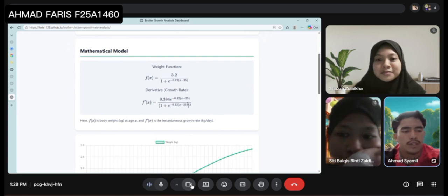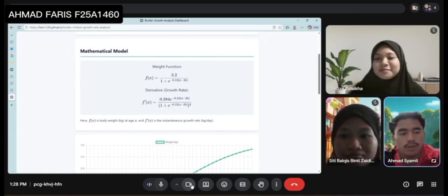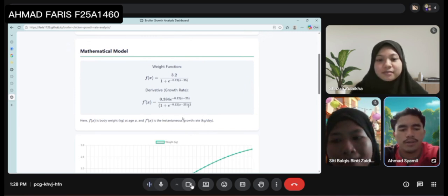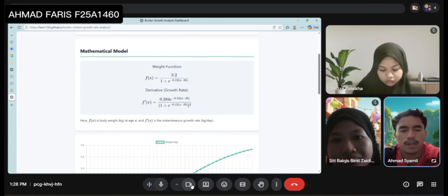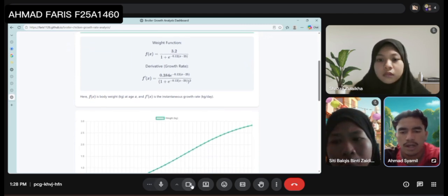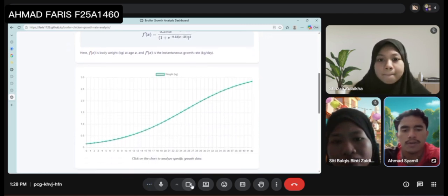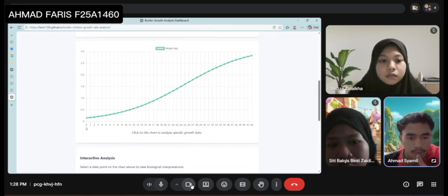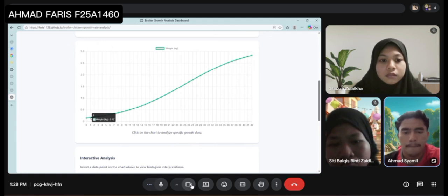Logistic growth models are widely used to describe broiler growth because they accurately represent biological growth patterns that start slowly, increase rapidly, and eventually level off. In this graph, it shows the relationship between age and body weight from day 1 to day 42.